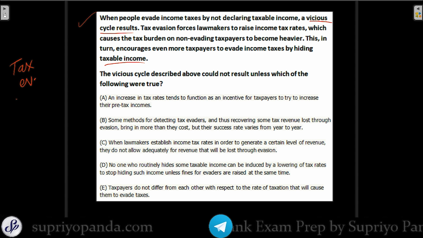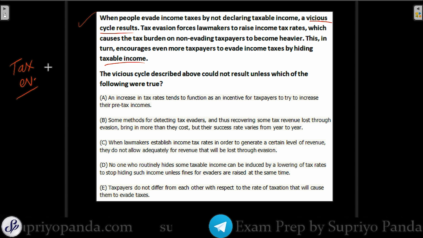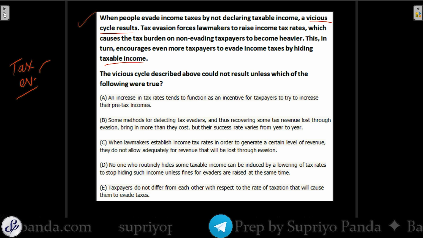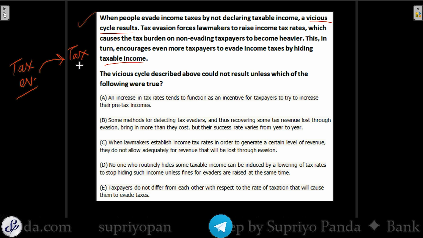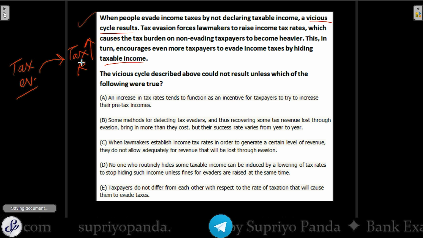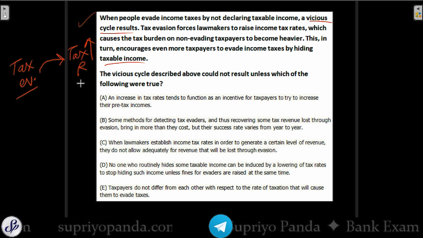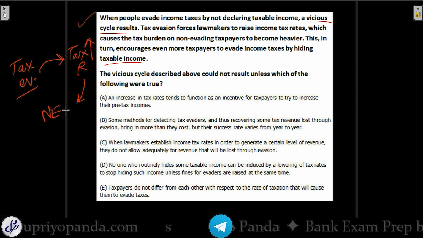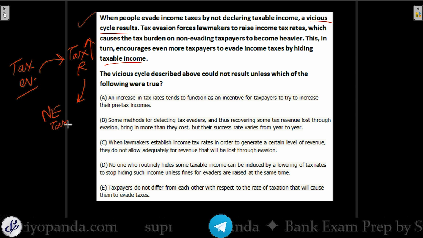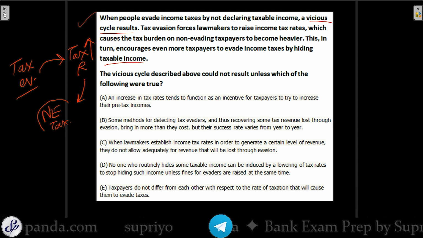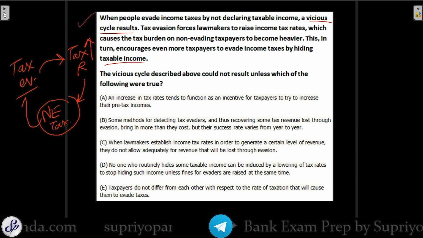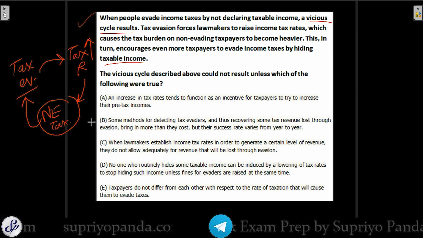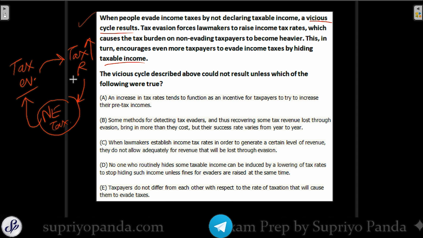You have tax evasion, so a lot of people are not actually paying their taxes. This reduces the revenue of the government. Then the government increases the tax rates. Because the tax rates are increasing, what's happening? The tax burden on the non-evading taxpayers rises. So all the nice taxpayers are also forced to become tax evading taxpayers. Because of this, there is a vicious cycle.